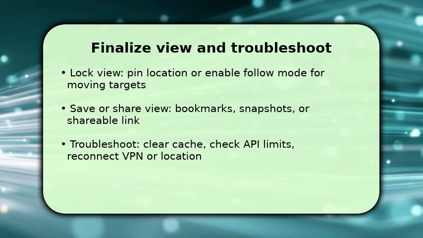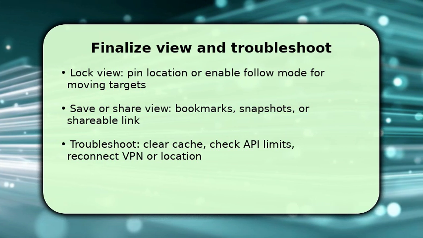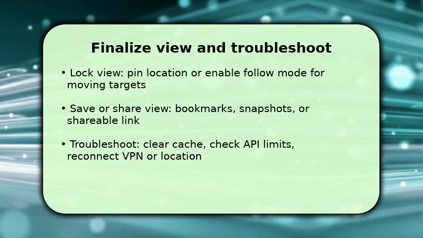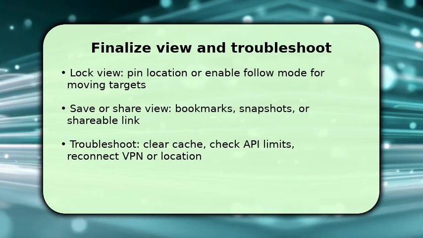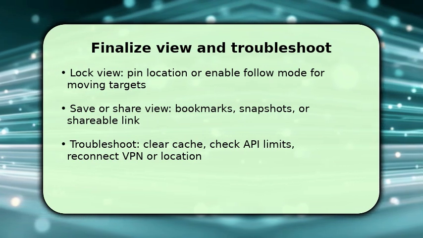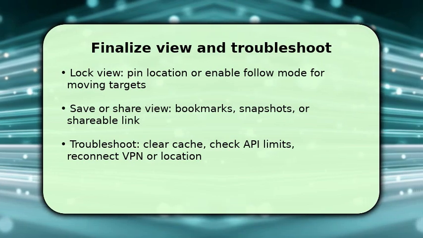If data is missing, clear the app cache, confirm you haven't hit API rate limits, and disable VPN or confirm location permissions. Intermittent updates often stem from those causes. If the map still fails, refresh the page or restart the app and reapply your layer settings to restore the live feed.